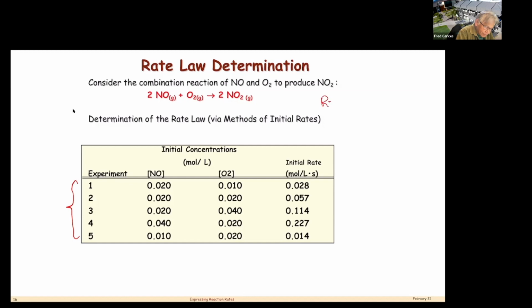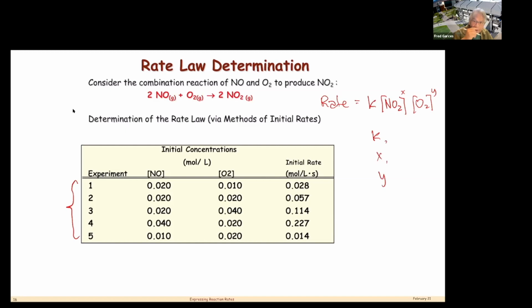Rate, which is concentration versus time, is equal to k, which is your rate constant, times the concentrations of the reactants, since it is a function of only the reactants: the concentration of NO to the X and the concentration of O2 to the Y. Our job is to calculate k, X, and Y.